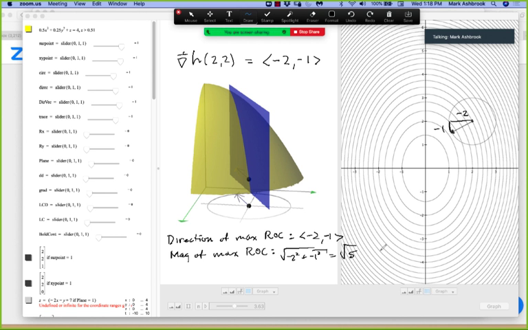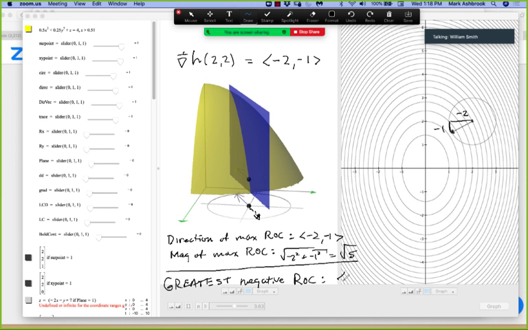Okay, what about the direction of greatest negative rate of change? What direction and magnitude would that be? Opposite. Yeah. So it's the exact same situation. It's along this trace of the surface, just going the opposite direction, right? So what direction is that?